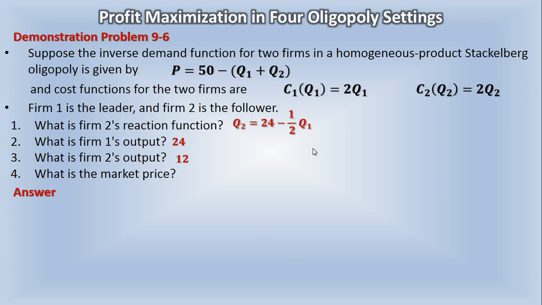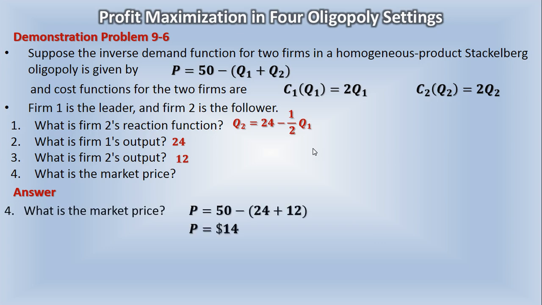And now that we have firm 1 and firm 2's output, we can solve for the market price, which by plugging in Q1 and Q2 into our inverse demand function gets us to 14 bucks. So that's the price they both should charge in order for both of them to maximize their profits. Are there any questions on how this was done?